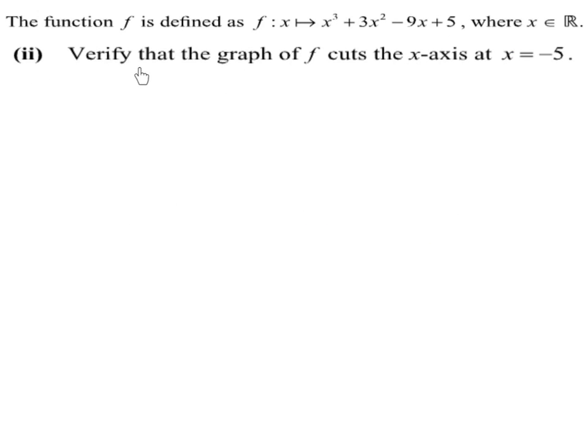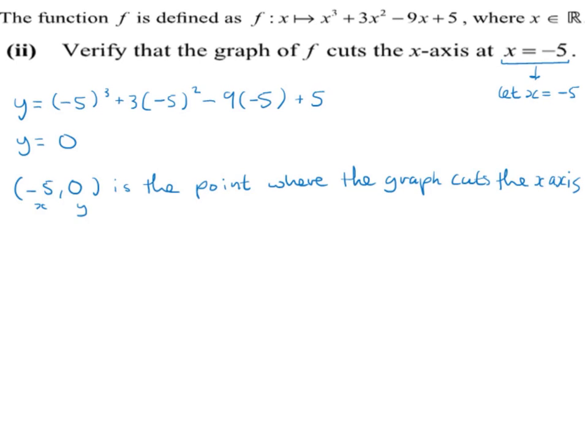Part B. Verify that the graph of f cuts the x-axis at x equals minus 5. So what we have to do is let x equal minus 5 and substitute it into our function f of x. So we swap each x value for minus 5 with brackets around it. So we get minus 5 cubed plus 3 times minus 5 squared minus 9 times minus 5 plus 5, and this ends up giving us 0. So (minus 5, 0) is the point where the graph cuts the x-axis.